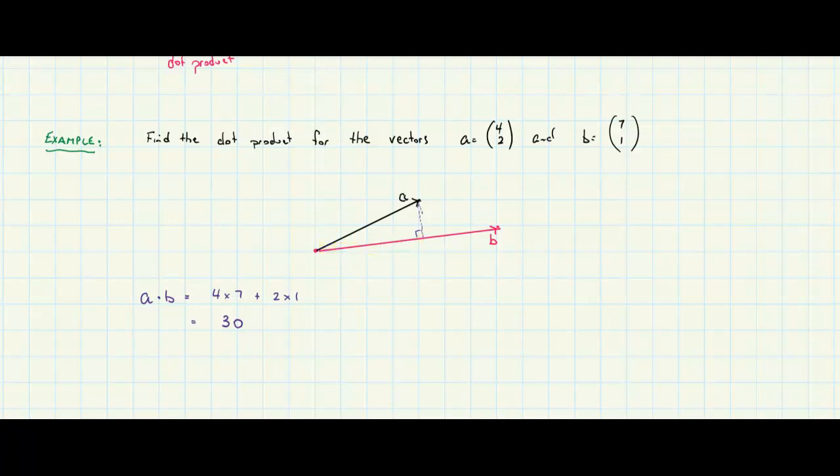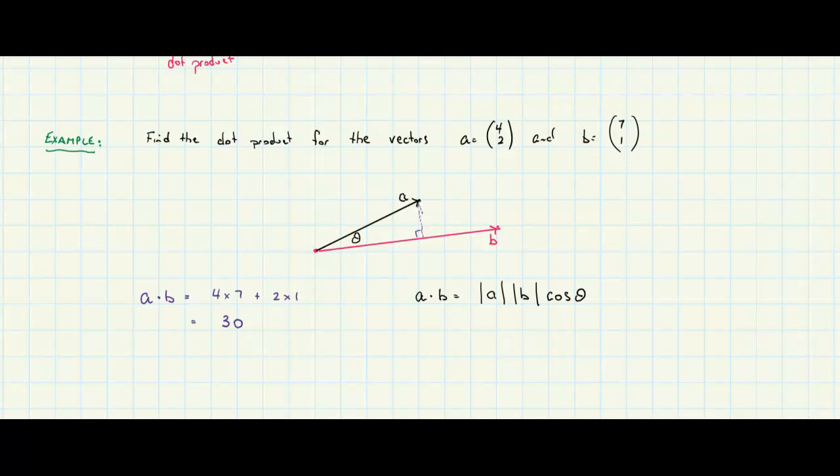That's what 30 represents. And the other way of looking at the dot product is that it represents the magnitude of vector A by the magnitude of vector B by the cosine of the angle between the vectors.